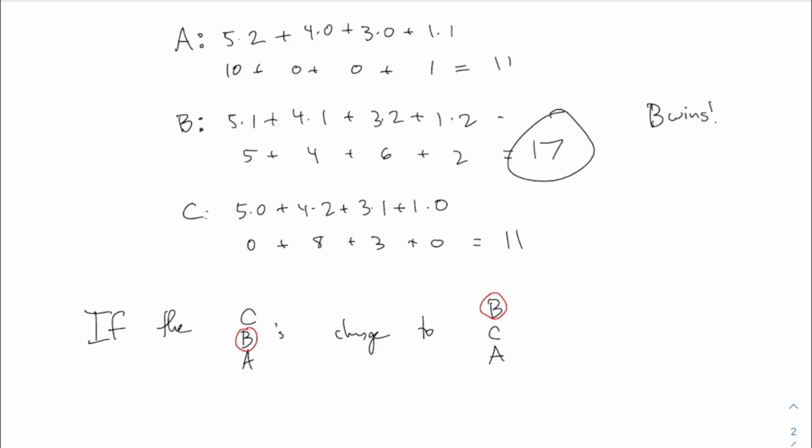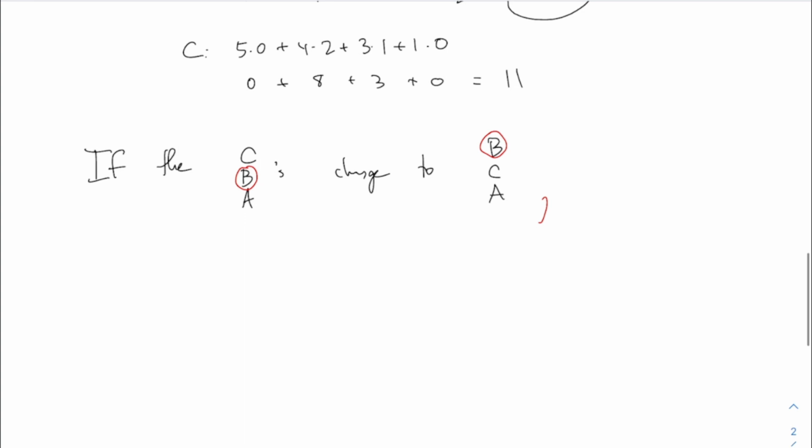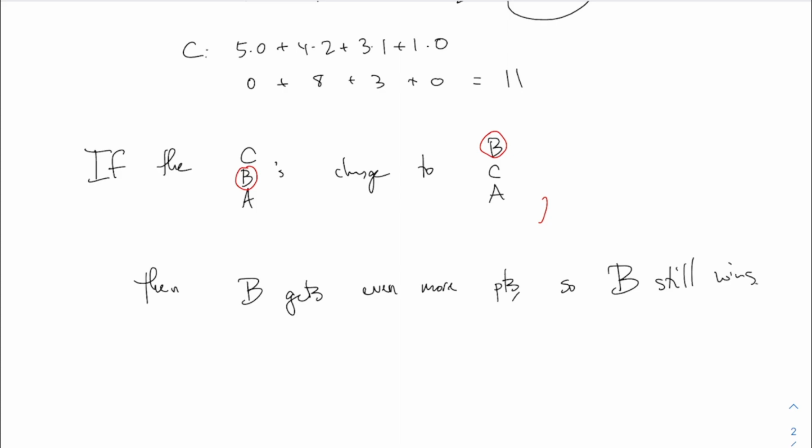And all we did when we make the change was we raised B up somewhere, right? So that means B will get even more points. I guess actually A will get the same number of points. And C will get a little bit less because C used to be on top from these people, and now they're going down to the second position. All right, so if the CBAs change to BCAs, what's the effect of that? Then B gets even more points, so B still wins.